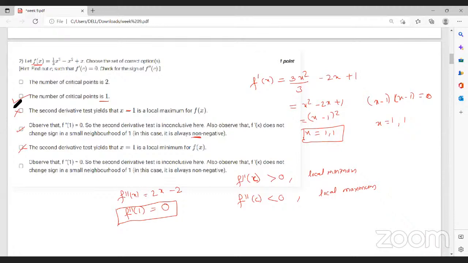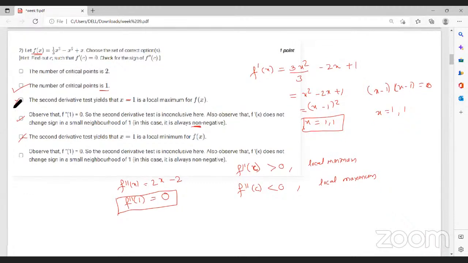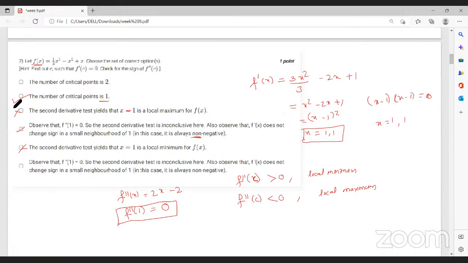Any doubt in this question? No, sir. Sir, if both options are the same, then could you please explain the second, third option to me, sir? No, the third or fourth option, sir.